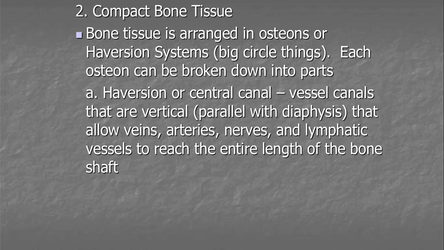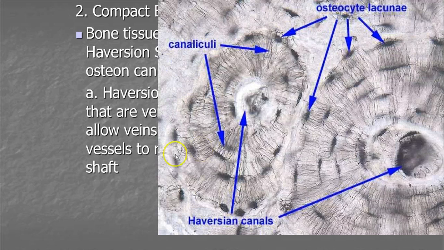But anyways, inside each osteon, there's a very central darkened circle, and that's essentially where vessels that run into the bone tissue run vertical, or parallel with the diaphysis. What this does is it allows veins, arteries, nerves, and lymphatic vessels to reach the entire length of the bone, so it travels up and down the length of the long bone. These Haversian canals are essentially the central point of nutrient and waste dispersal.